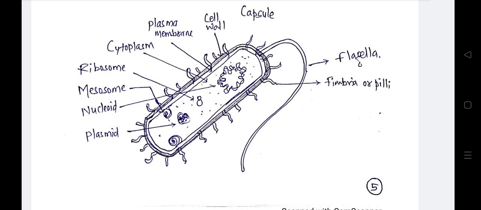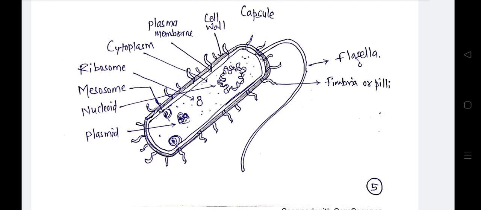Then there are chromatophores. You are not looking at the chromatophores in the bacterial cell figure. These are the color pigments, and due to them the bacteria get colors. Chromatophores are the pigments present in the membrane and they are of various colors, but the green colored pigments help in the process of photosynthesis and they are present in the cyanobacteria.